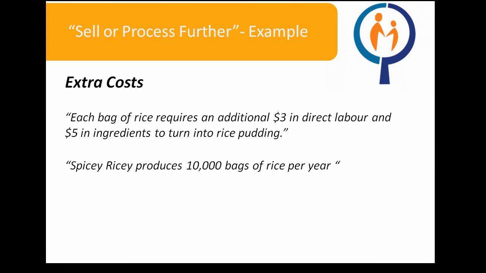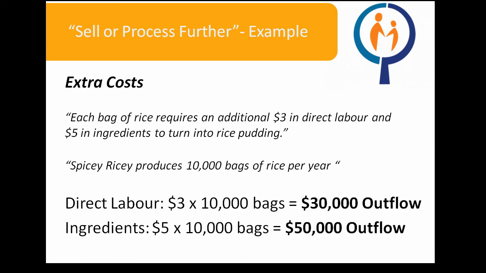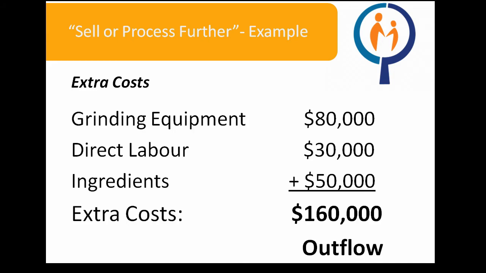Each bag of rice also requires $3 in direct labor and $5 in ingredients to process into rice pudding. When we multiply this by the 10,000 bags of rice produced per year, we get $30,000 and $50,000 outflow per year. If we add up all these costs, we end up with a $160,000 outflow.